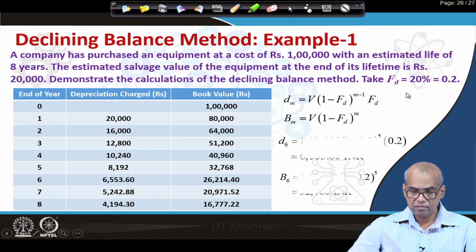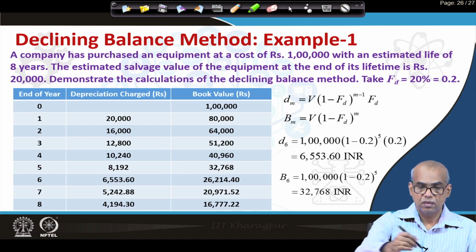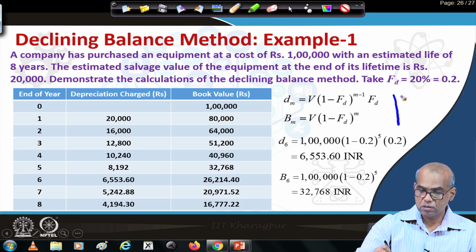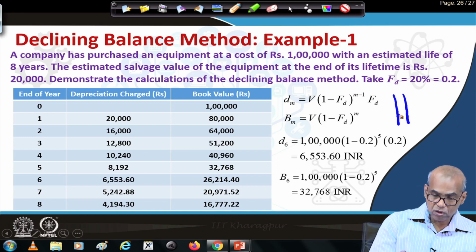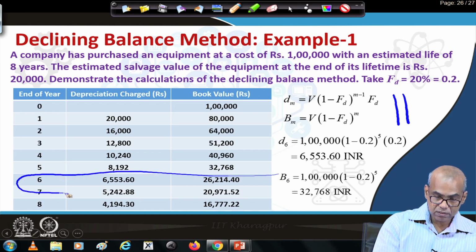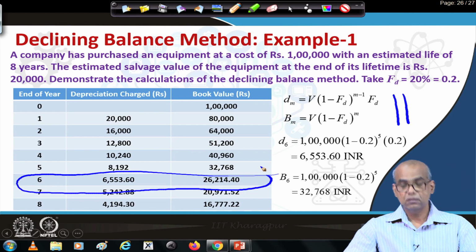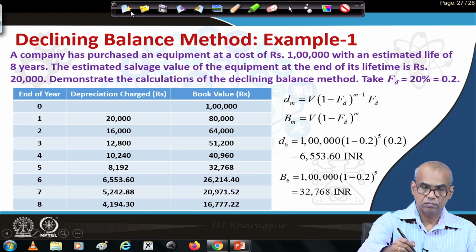For any given year, you can make use of these expressions to compute the annual depreciation as well as the book value. For example, the calculations for the 6th year are shown.